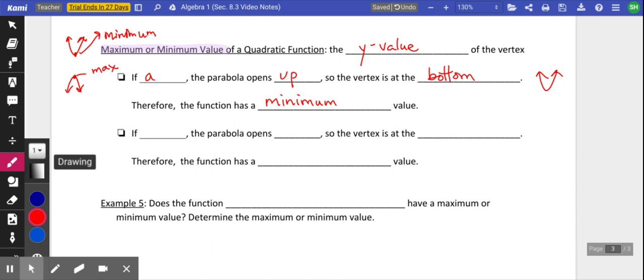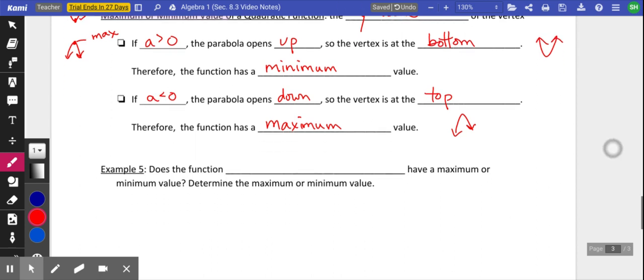When a is less than 0, our graph is going to go down. The parabola opens down, so the vertex is at the top, and therefore the function has a maximum value. Again, we're going to be talking about the y of the vertex.